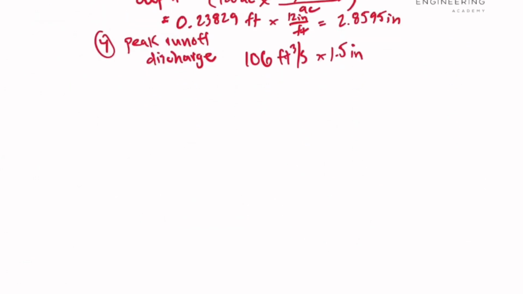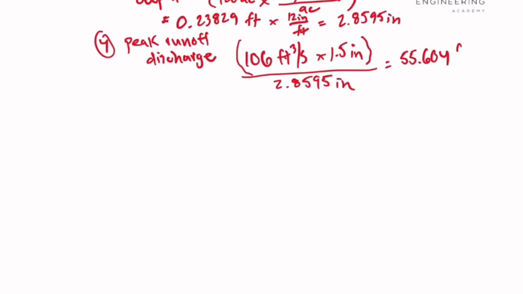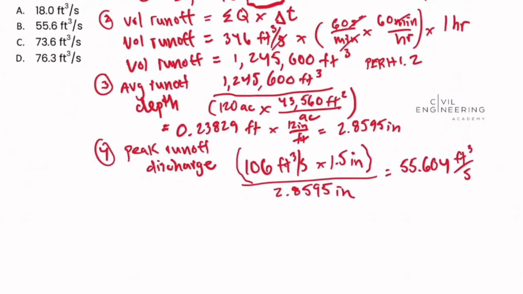So we're taking our 106 cubic feet per second times 1.5 inches, and we're going to divide that by the average runoff depth that we found in step 3 of 2.8595 inches. And at this point, we will arrive at an answer for step 4 of 55.604 cubic feet per second. But we have to be careful because we're not finished yet.